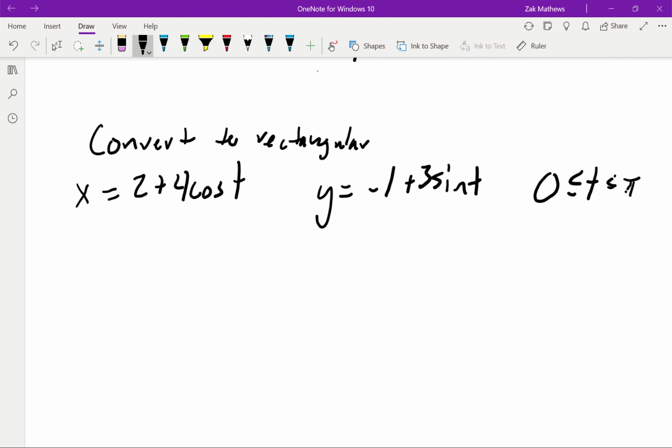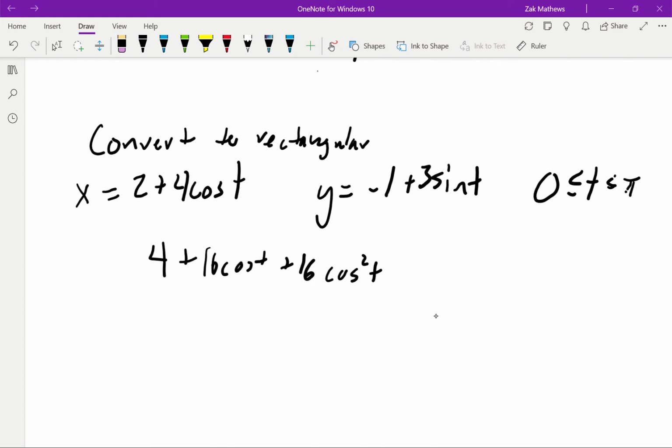The first thing that we did was to just go ahead and square so we could get the sine squared and cosine squared. If I were to square right now, I'd get x squared is equal to 4 plus 16 cosine t plus 16 cosine squared t. And that's giving me a squared term, but it's also giving me a cosine term, and that's not real helpful.